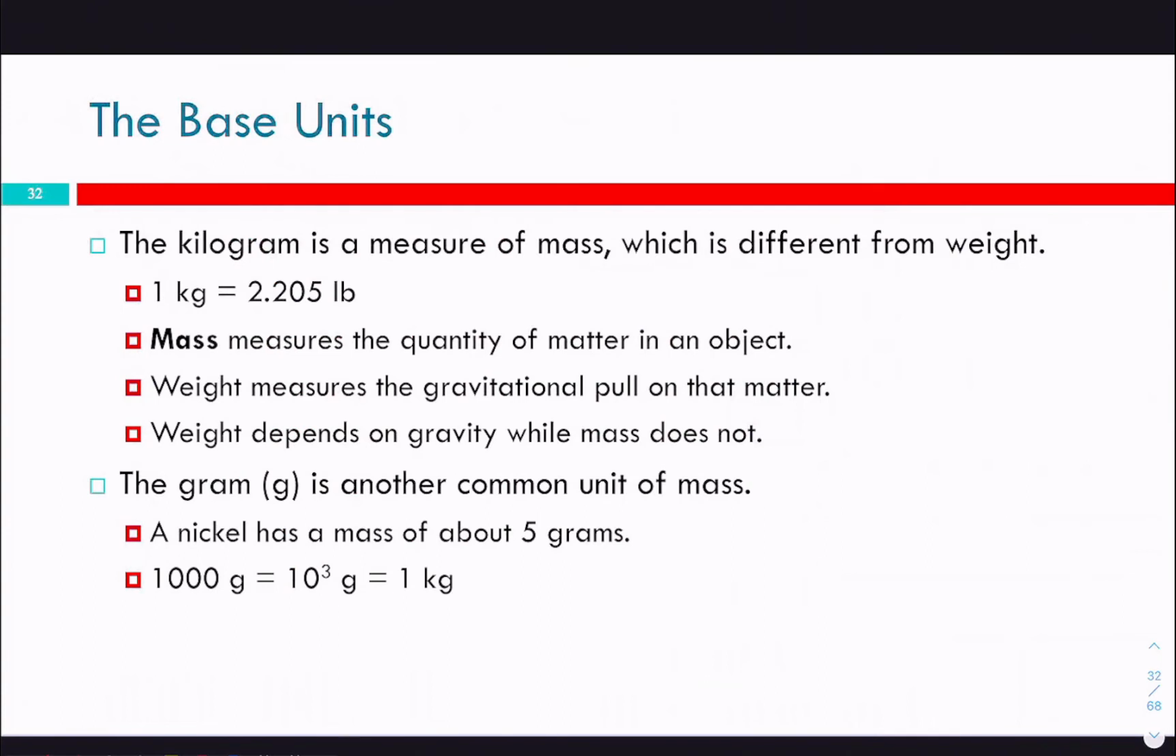Oh yeah, the kilogram is a measure of mass, which is different from weight. On Earth, mass and weight are the same thing. Our weight is how much gravity is pulling us down towards Earth. But if you went to the moon, you would weigh less, but you would still have the same mass. Because mass is a measure of how much matter you have, or how much matter something has. So those are different.